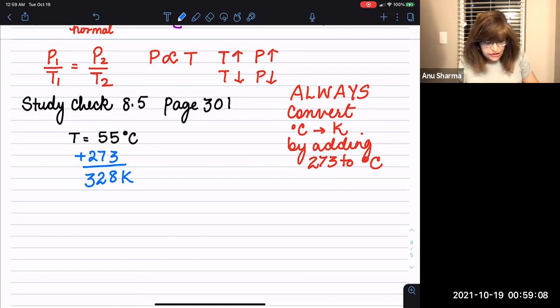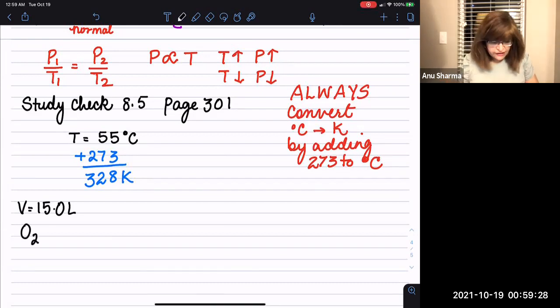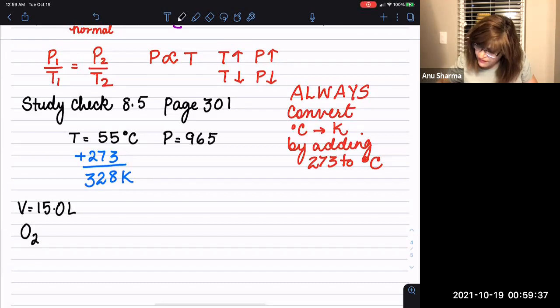In a storage area of a hospital where the temperature has reached 55 degrees Celsius, the pressure of the oxygen gas in a 15.0-liter cylinder. So just note down the volume somewhere, although the volume is constant, this is a 15.0 liter cylinder, and the gas is oxygen gas. So it's good to have the identity of the gas also. The steel cylinder pressure is 965 torr. So the pressure is 965 torr, and note this down, torr.